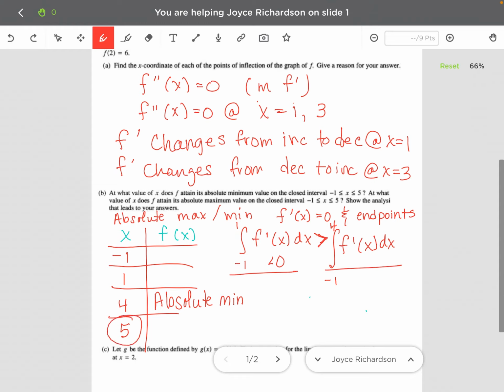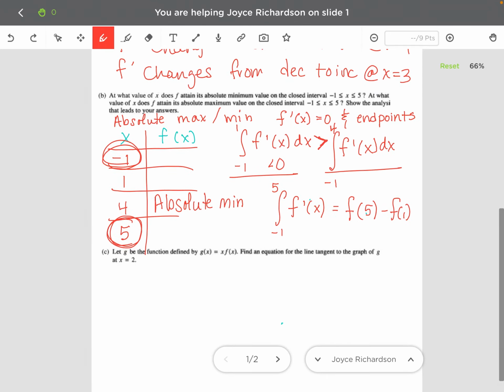The next thing we need to compare is which one here at 5 or at -1 is going to be the absolute max. Okay, so we're not sure about that. But what we do know is that the integral from -1 to 5 of f prime of x, we know that that is going to be f of 5 minus f of -1. But what we also know is that this whole quantity, the integral, that area under the curve, is going to be less than 0.